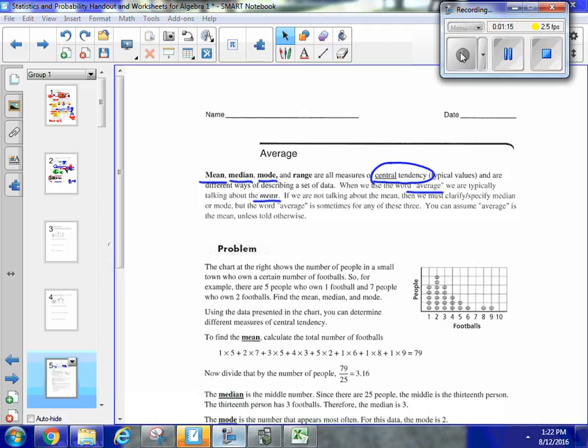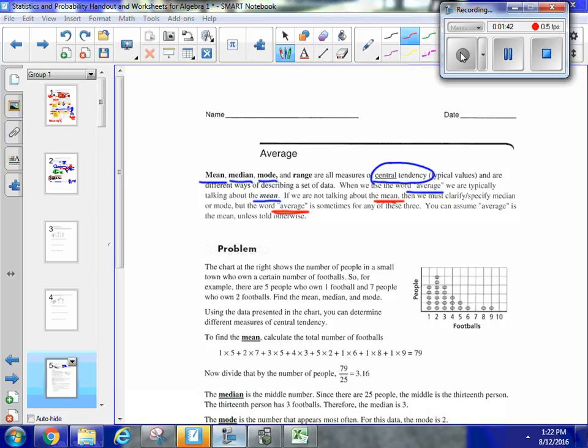So if you just see the word average, you can pretty much assume we're talking about the mean. But if you want to talk about the median or the mode, then you have to be very specific and say, I want to know what the median is or the mode. And really, it's a good idea to get into the habit of not using the word average at all and saying what is the mean, the median, or the mode.